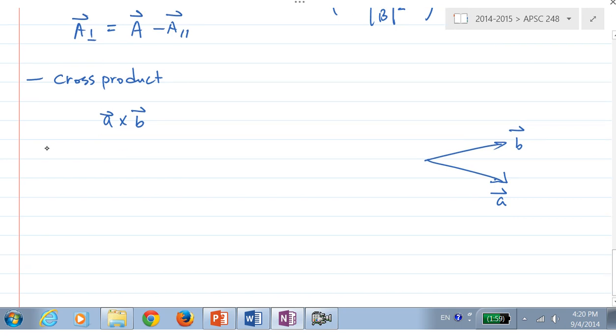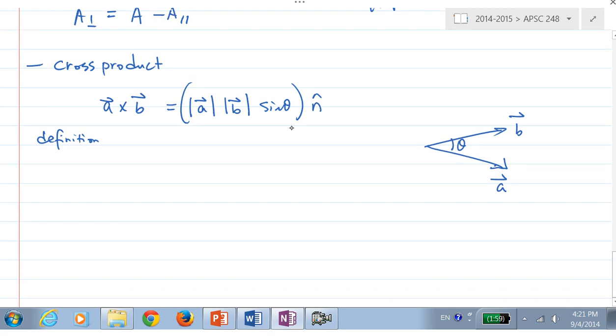Okay, so the definition is: A cross B equals |A||B| sine theta times n hat, where theta is the angle between the two vectors. So this is the definition. Definition means we don't argue with it. People define that, so we don't need to prove anything.